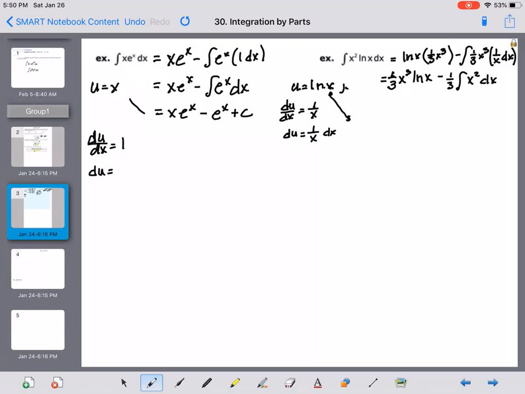And again, that's something we can integrate, so I'm going to do that. So just bring down that 1/3 x cubed, natural log of x, minus the coefficient of 1/3. And then the integral of x squared gets us back to 1/3 x cubed. And then, of course, plus c. I'm just going to simplify this out really quickly, to combine those 1/3s to become a 1/9.